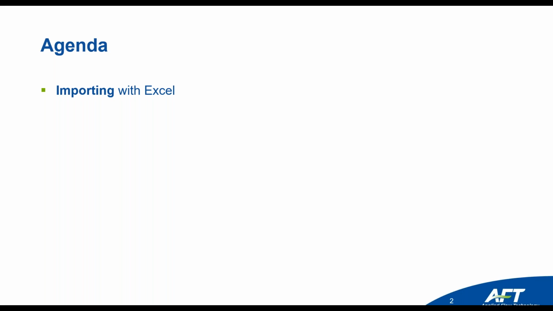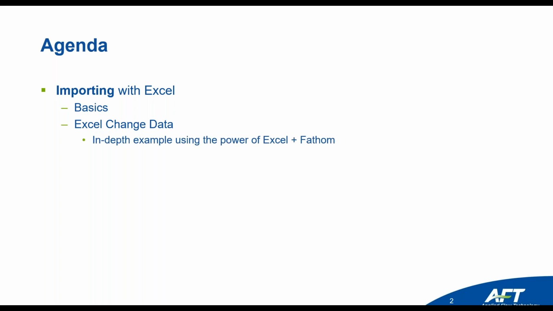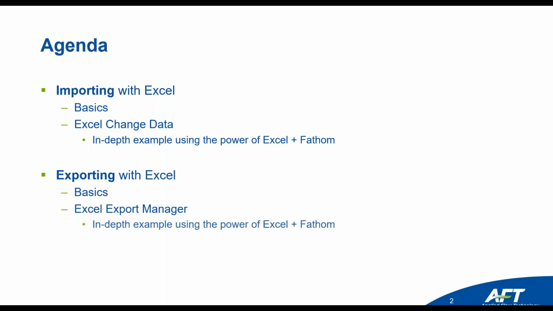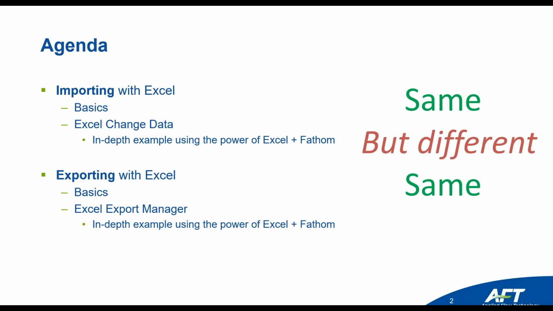But anyway, we're going to go through importing with Excel, right? The basics, and this thing we call the change data import process. And that's going to be an in-depth example where we really show how Excel and Fathom can work together. Excel with the ability to create formulas and kind of a visual way to program. And then we'll go through exporting, the exact same kind of thing. The in-depth example is going to be with our export manager, but pretty much it's the same but different. But we're going to go through importing and exporting, okay?